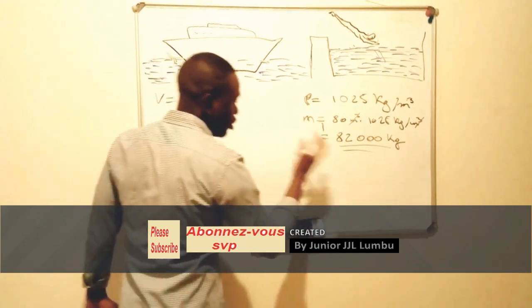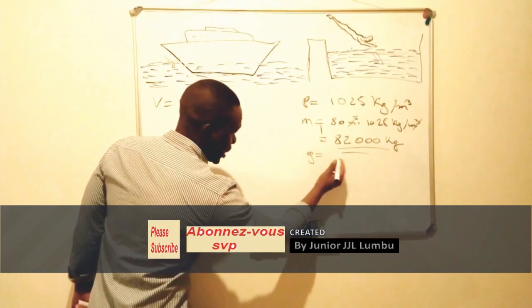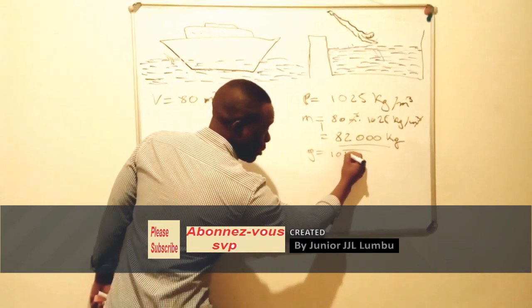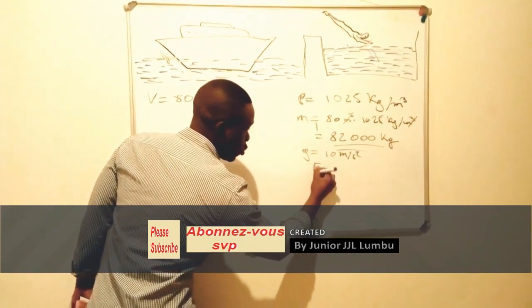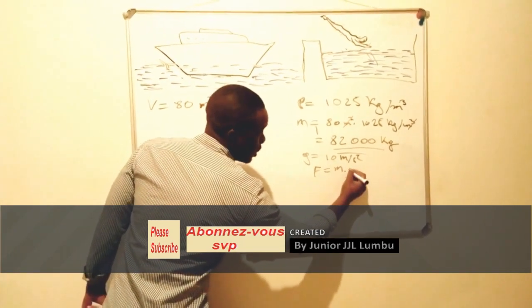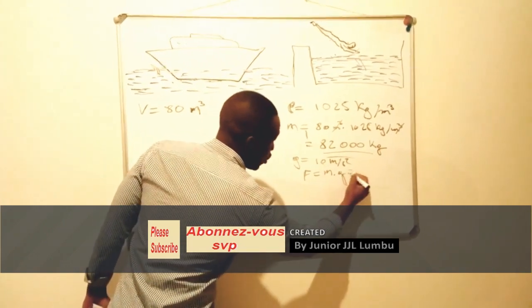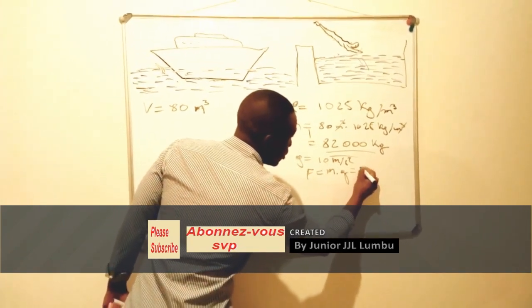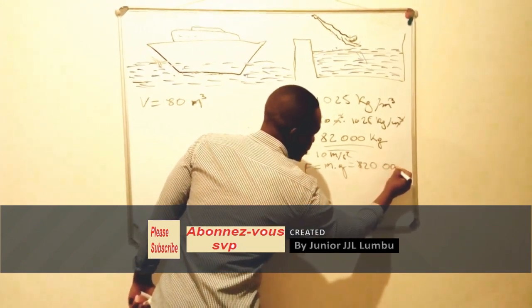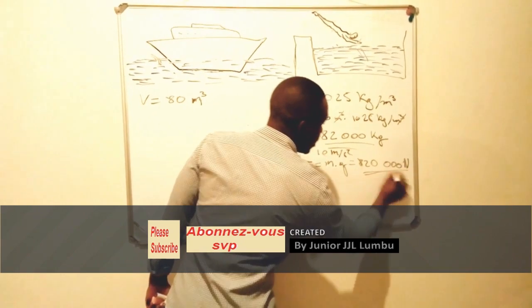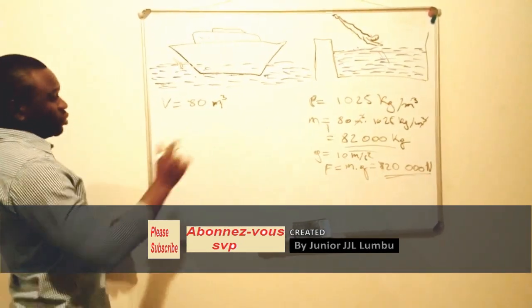This said, knowing that our gravitational acceleration is equal to 10 meter per second squared, it means that our force, which is equal to the mass times g, is equal to 820,000 Newton. 820,000 Newton. That's what it says there.